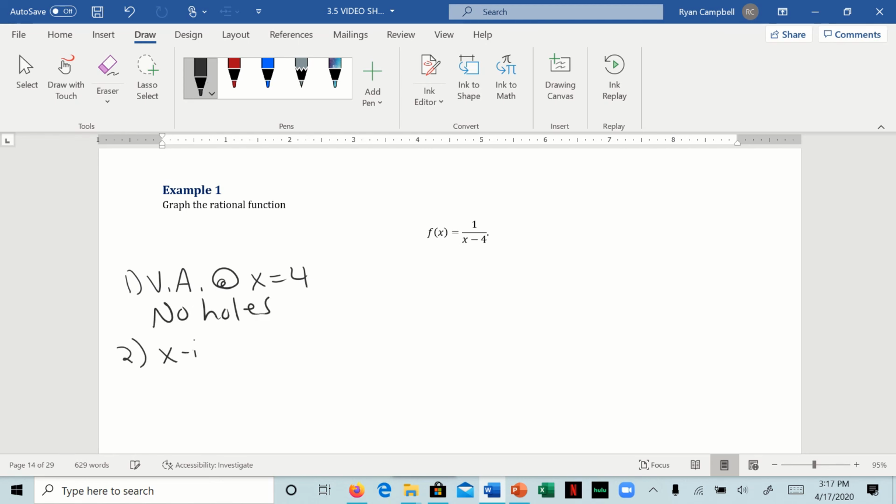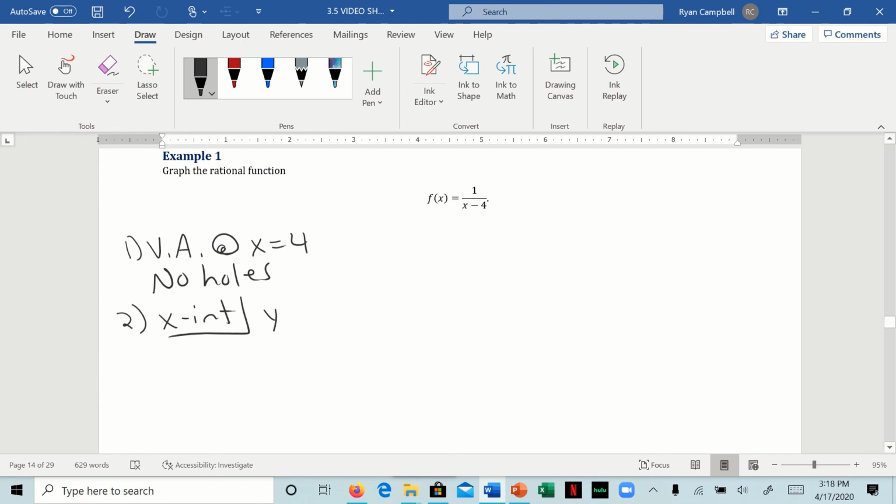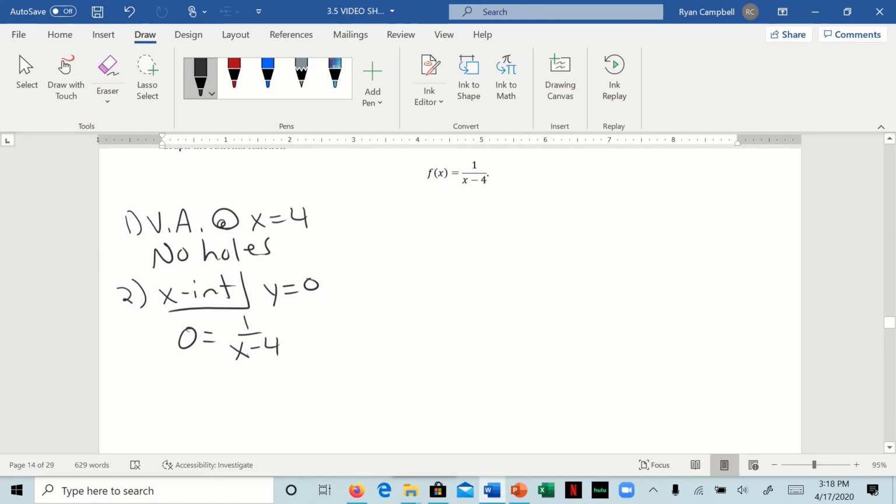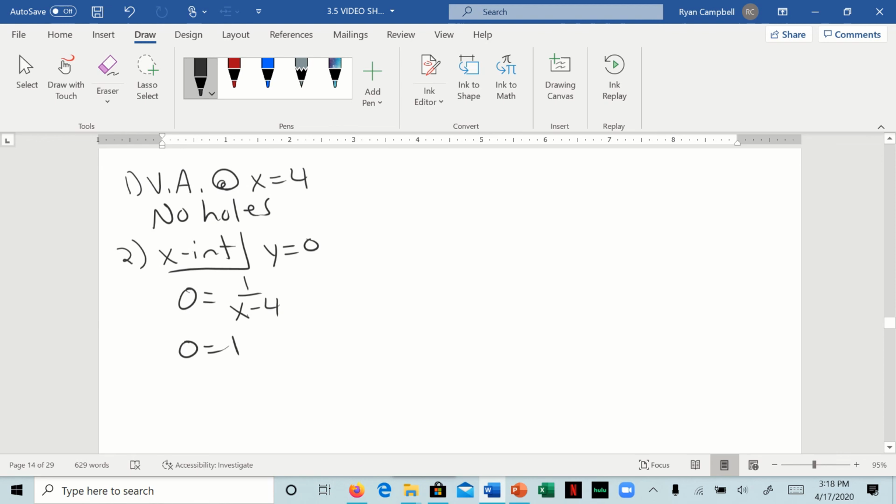Number 2, x-intercepts. So x-intercept is when y equals 0. So 0 is 1 over x minus 4. Fractions suck, get rid of them. So we can multiply by x minus 4, and we get 0 equals 1, which doesn't make any sense. So that means that there are no x-intercepts.